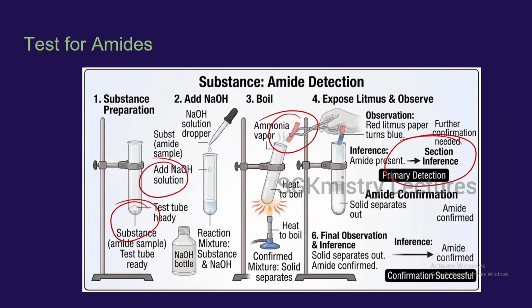Now, you can again cool the contents of the test tube, and then you're going to acidify this mixture. When you acidify the mixture by making use of dilute HCl, you can see that a solid separates out. So we can say that amide is confirmed.